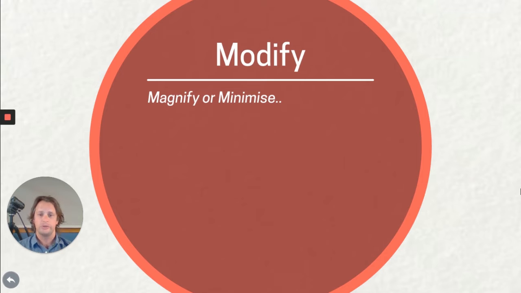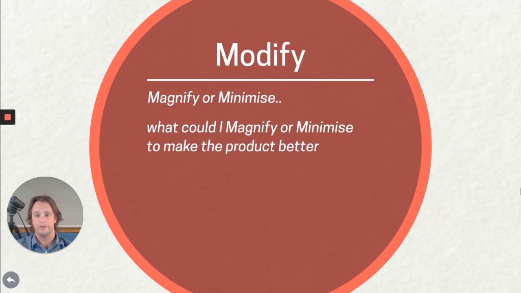What could you do to modify? What could you magnify or minimize to make it better? It doesn't have to be the whole product. It could be a part of it, an aspect of that product.